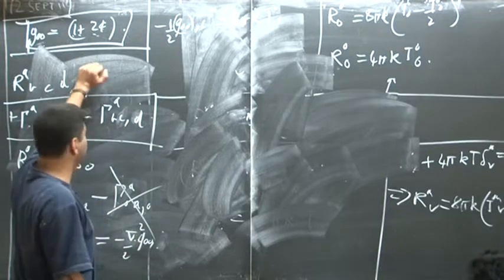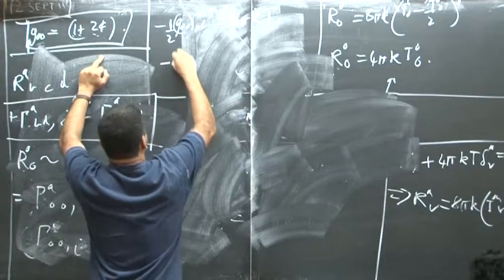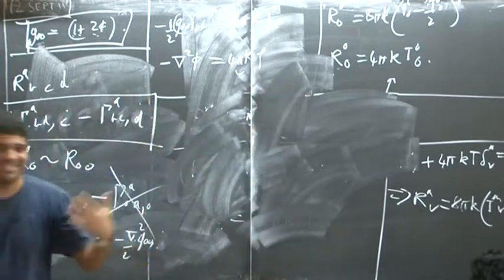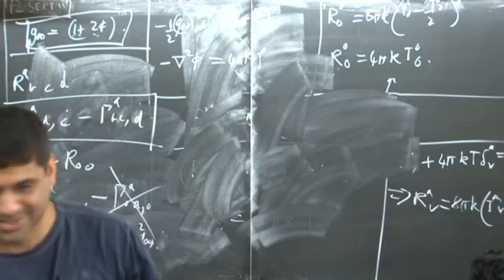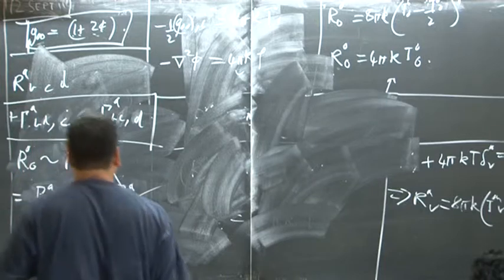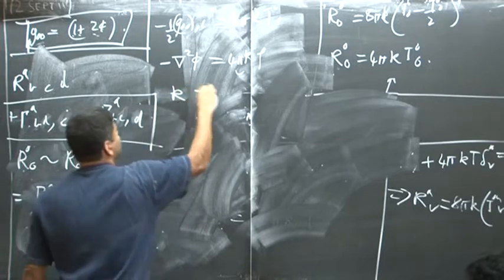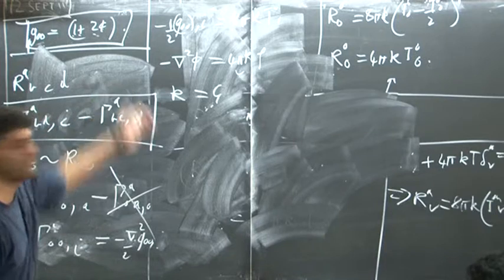Now we substitute G00 as this. So we get minus del square phi is equal to 4 pi k times the density. Now this we can call mass density or energy density, it doesn't matter, because we're setting c equals 1, we're working in the non-relativistic limit. And this is, of course, Newton's equation, once you identify the gravitational constant, Newton's constant. So k is equal to G, it's Newton's constant. Once we make this identification, we've got Newton's law.